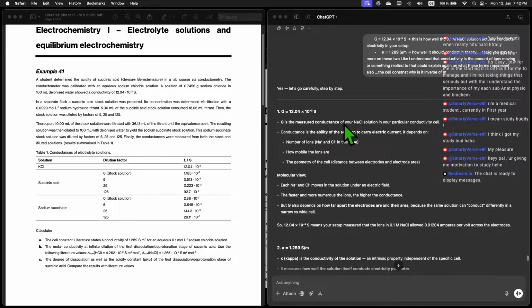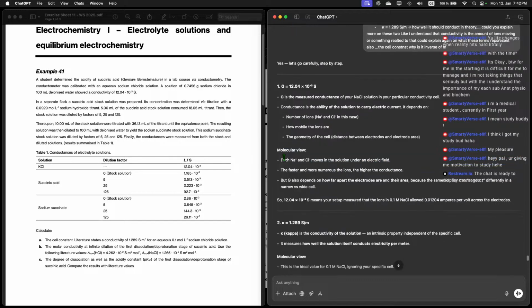Okay, G is the measured conductance. It's the ability of the solution to carry electric current. It depends on the number of ions, how mobile the ions are, the geometry of the cell, and the distance between electrodes. Measured conductance is affected by the geometry of the cell.